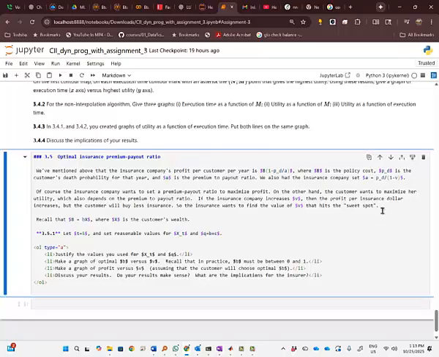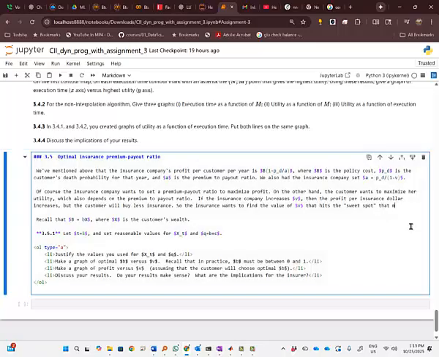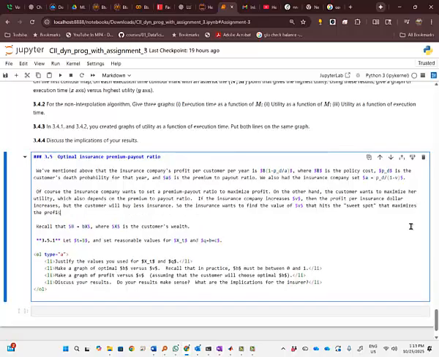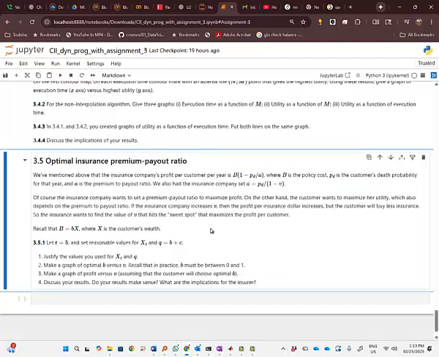Okay, so let me say that V maximizes profit per customer. Now that's going to depend on the customer's wealth. It's going to depend on the customer's death rate and so on. So we'll just do one particular case here. We'll set t equal to 5, which means in our case the customer is 50 years old, and set some reasonable values for the wealth and for B plus C. So this is the total expenditure. You can set it as something reasonable, 60%, 70%, whatever you want. Justify the values that you use, and make a graph of optimal B versus V.